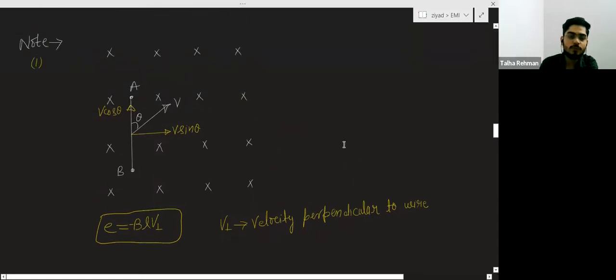So there is one note point here now. When this is your wire, suppose, and this wire is moving in the magnetic field with this velocity v, and this velocity v is making an angle theta with the wire, then in that case, you will take the component of the velocity. This is the perpendicular component, and this is the parallel component of the wire.